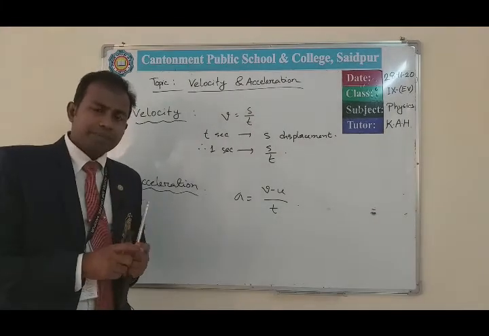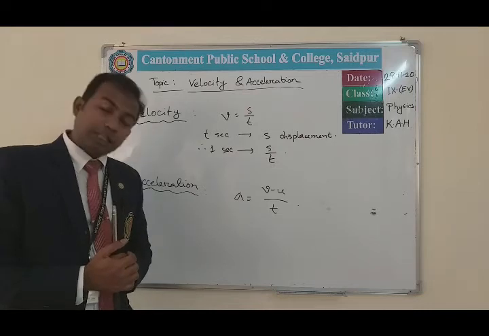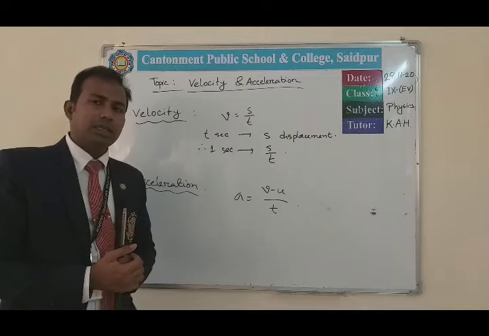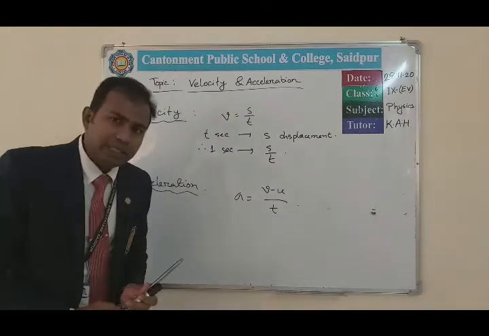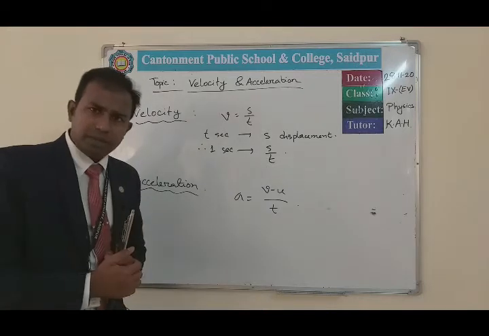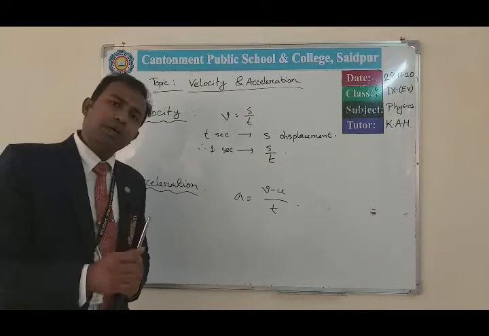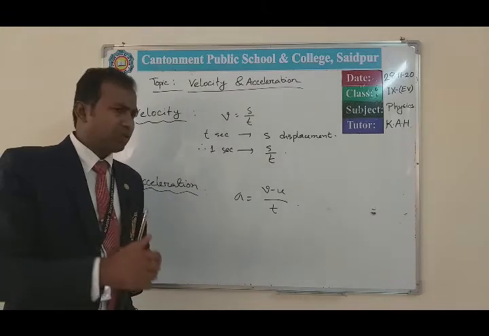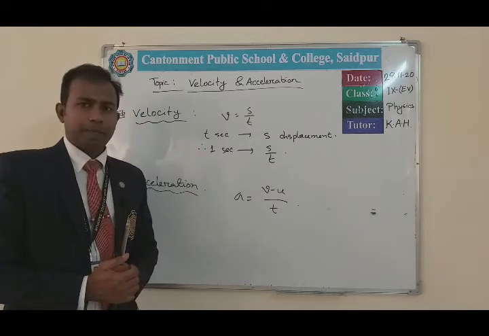So velocity is the ratio of displacement by time. The displacement covered in unit second, or in 1 sec, is known as the velocity. The velocity has a direction, that's why velocity is a vector quantity. Any quantity which has a direction along with magnitude is called a vector quantity.